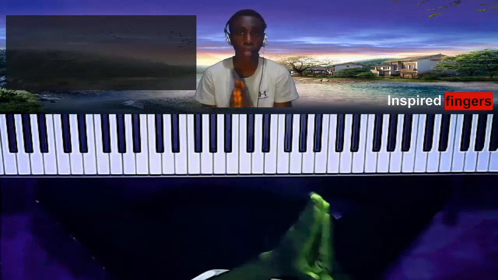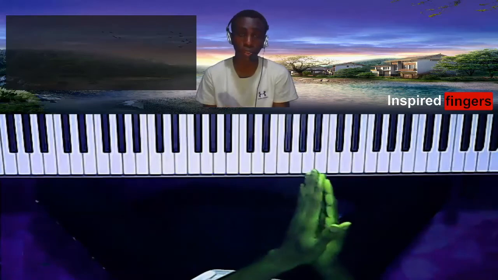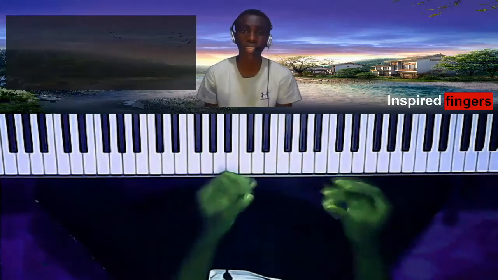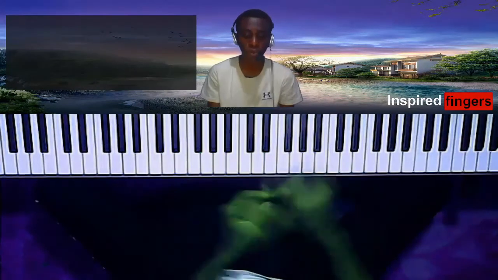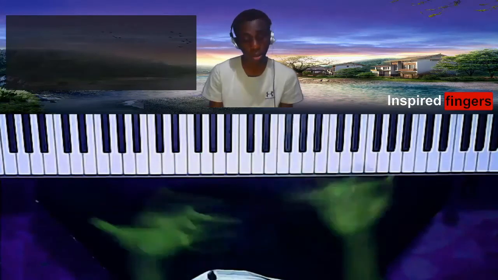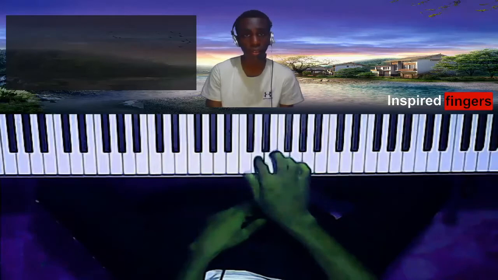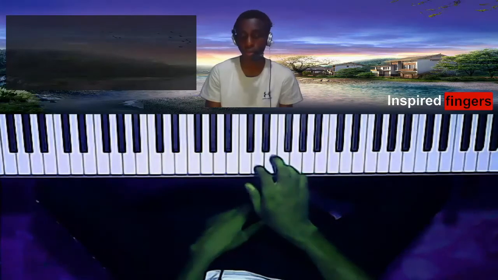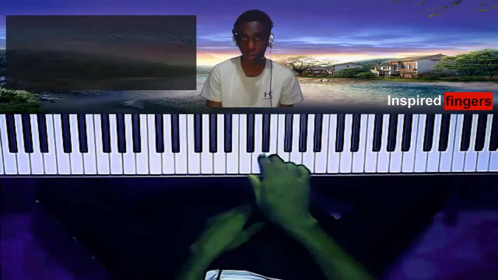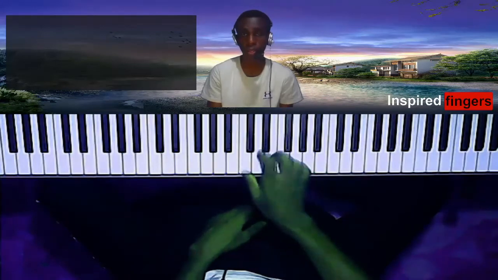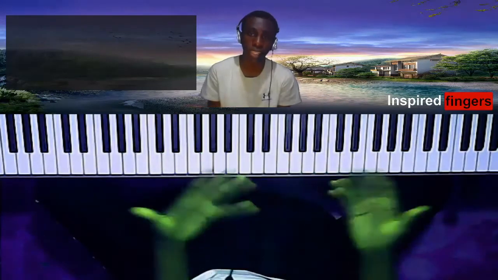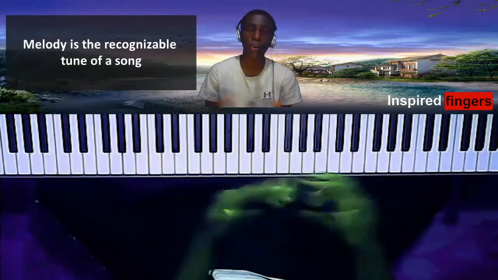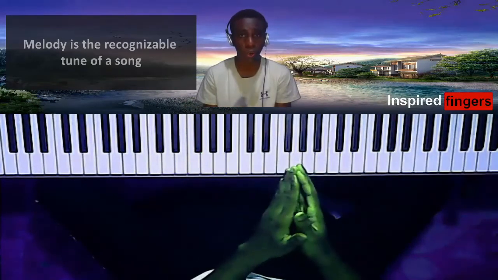And the reason why we were able to understand that it was Mary Had a Little Lamb was because we had the three basic elements of music in play. Okay, we had a melody, which was this. Oh, let me go back to C. So you could recognize it because of the melody. Now, we can say that melody is a recognizable tune of a particular song.